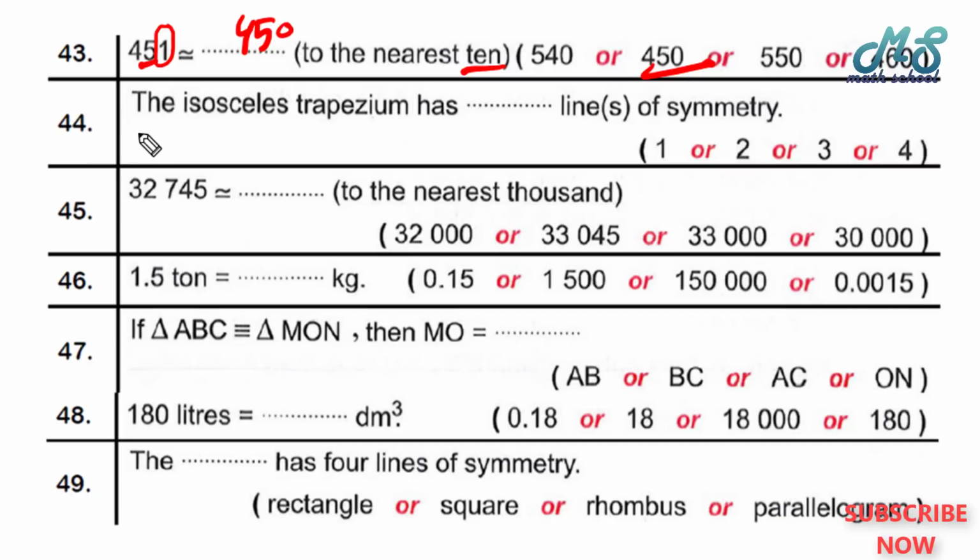Number 44: the isosceles trapezium has what lines of symmetry? Once you see the word isosceles in any shape, directly choose one line of symmetry. So the answer will be 1.